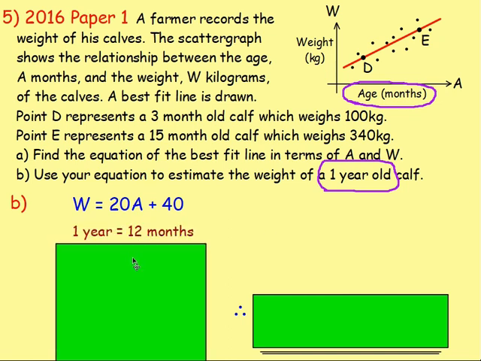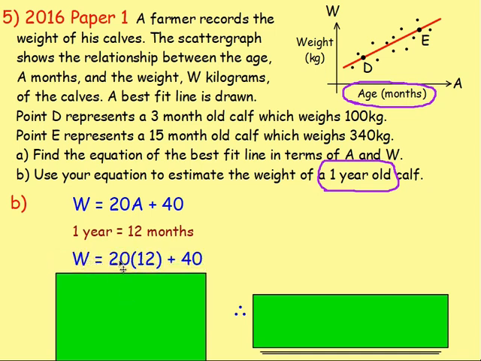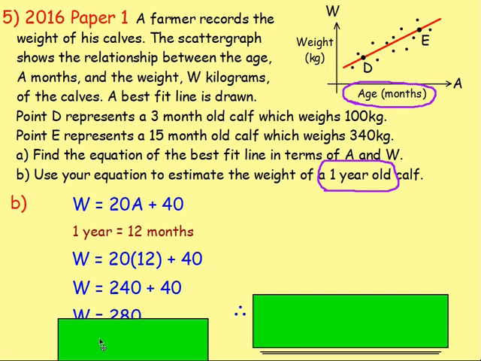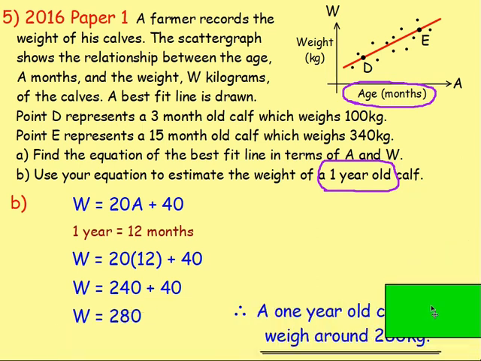Perfect, yeah, we'd sub in 12 because 1 year is the same as 12 months. And the age in this story is in months. So we can say then that W would equal 20 times 12 because we're replacing the age with 12. That's the age of this calf. And we've still got plus 40. 20 times 12 is 240, so W equals 240 plus 40, which gives us 280, which means then the weight of this one-year-old calf will be around 280 kilograms.